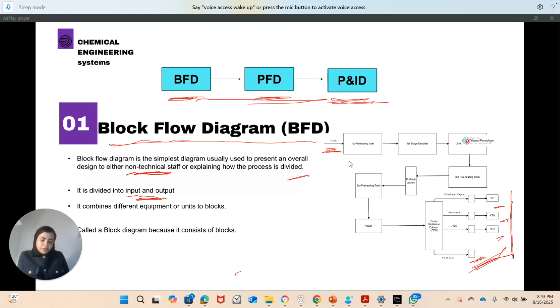Another concept to be added for the block flow diagram is the direction of the flow of the unit: it starts from left to right. As you can see here, the process starts from the crude on the left hand side, then it goes into the right hand side. So for this specific block flow diagram for the CD unit, you have the first preheating unit going to the first stage desalter, second stage desalter. Then the second preheating unit, you might have a pre-flash drum, another preheating unit, heater, and then going to your CDU column.